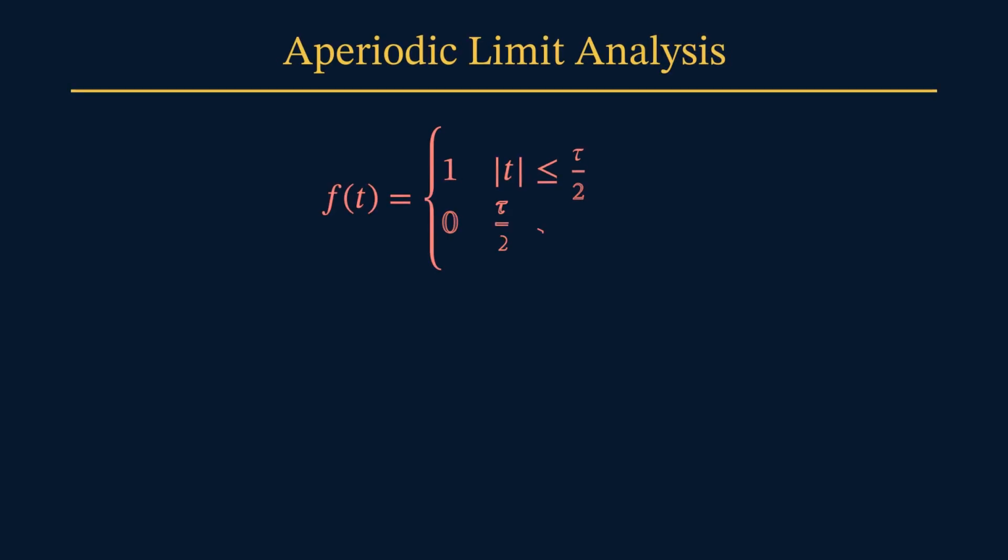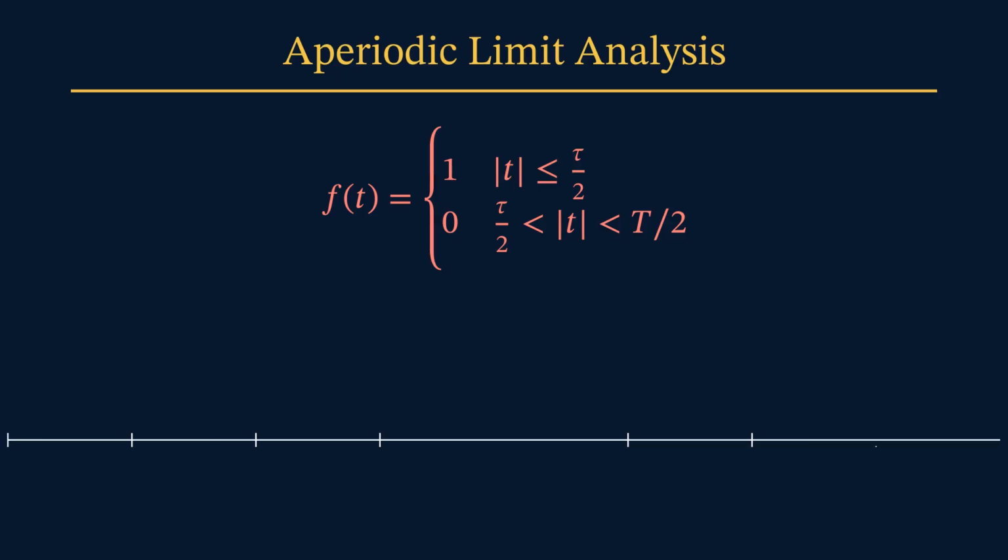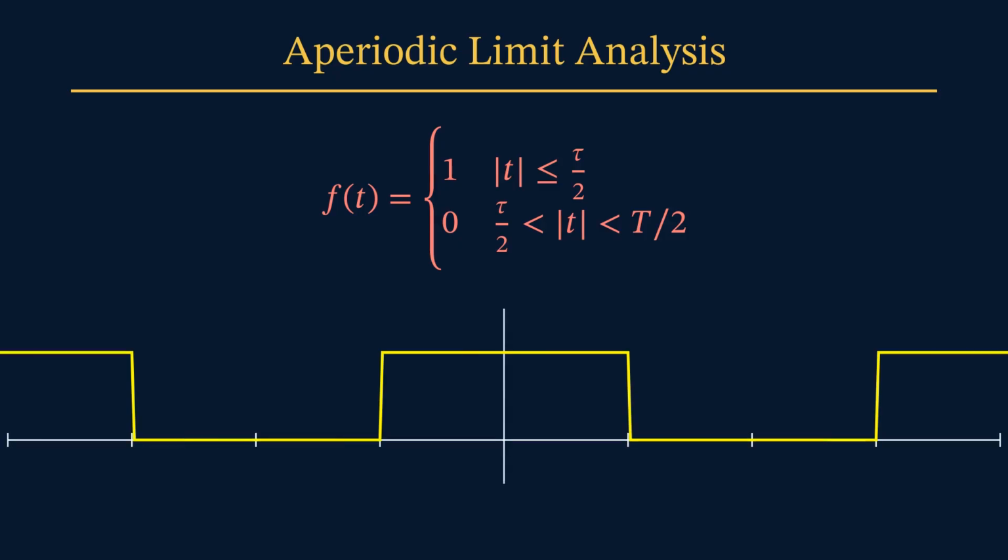To better understand the nature of the Fourier transform representation, we start by revisiting the Fourier series representation of a continuous time periodic rectangular pulse, focusing specifically on a single period.